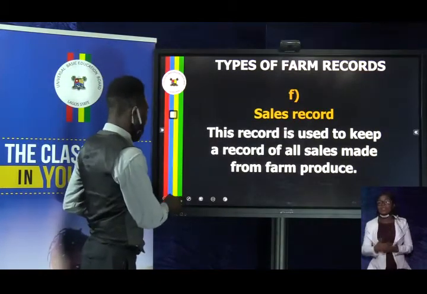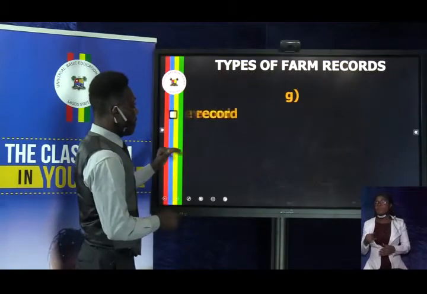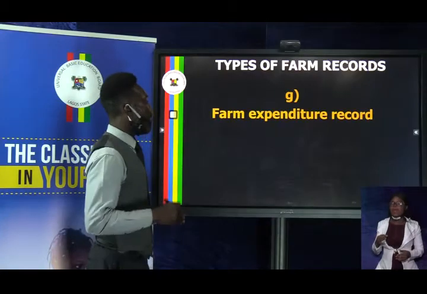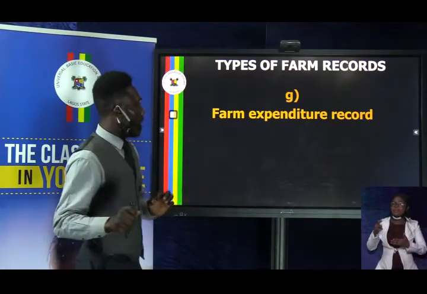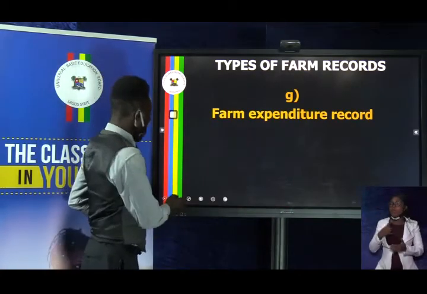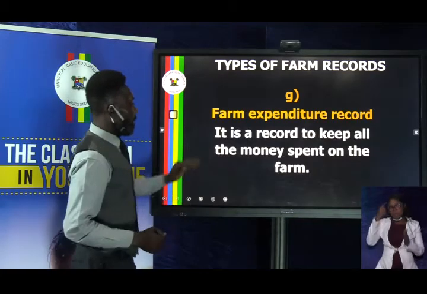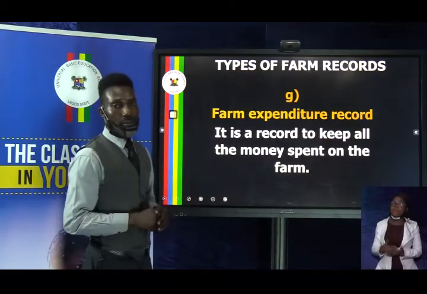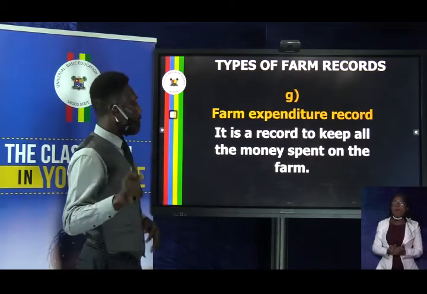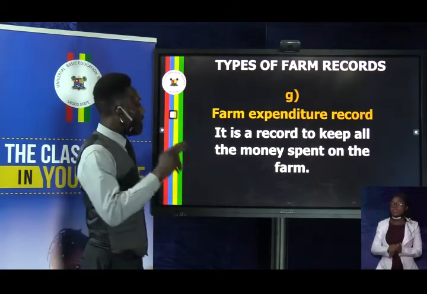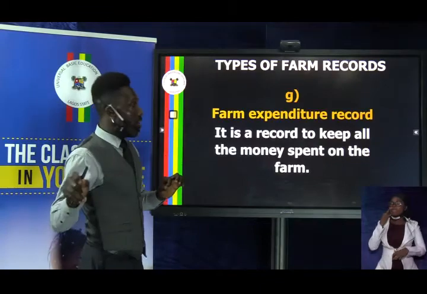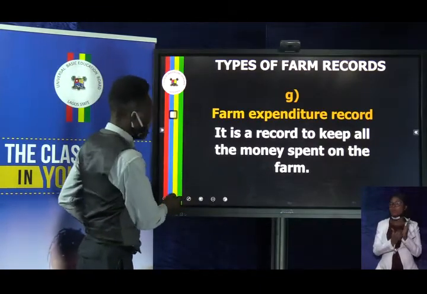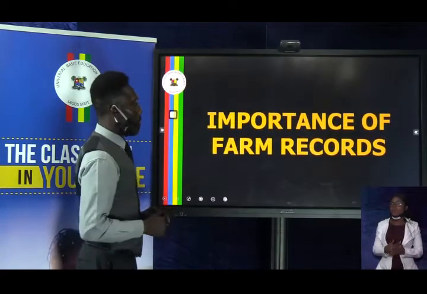That is sales record. Now the next one is farm expenditure record. What do we use farm expenditure record for? It is a record to keep all the money spent on the farm. All the money spent on the farm, that is where you record it.